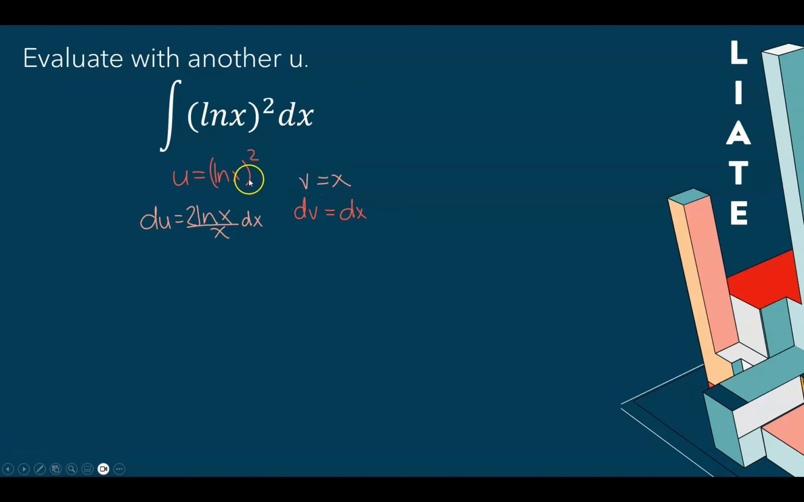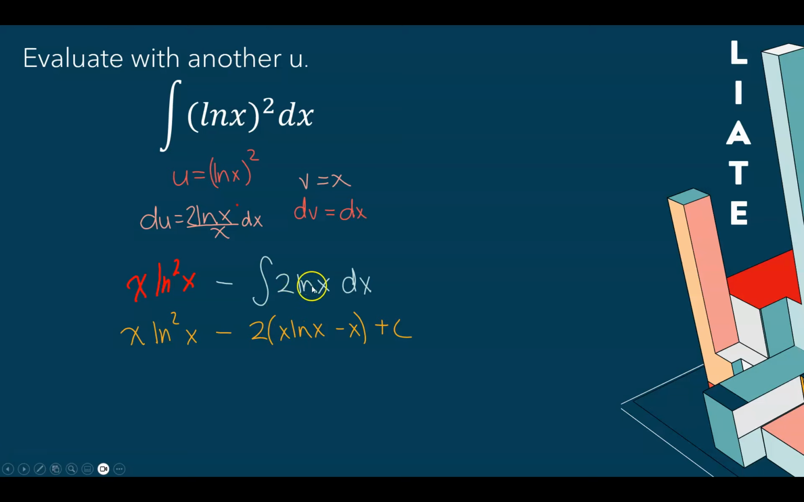So again, across the top, our first thing is going to be x natural log squared x. I have a feeling it's going to animate later. Minus the integral of x times this 2 natural log of x over x. So we just get the integral of 2 natural log of x dx.